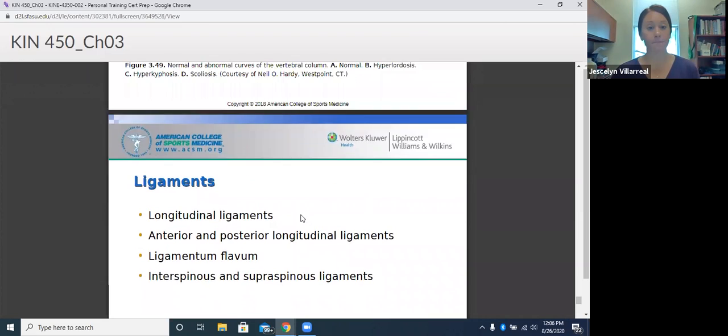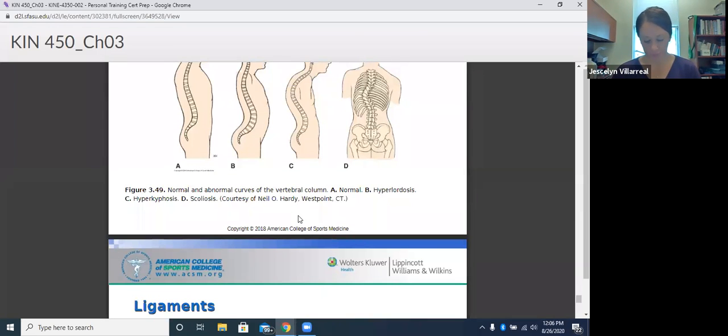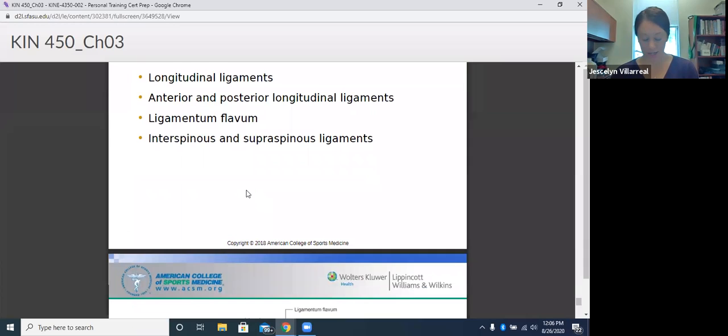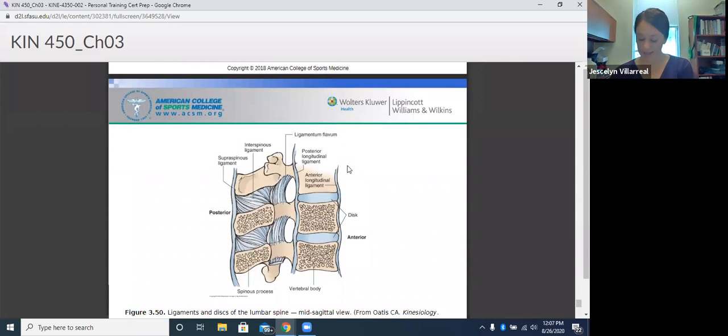Ligaments. You have longitudinal ligaments, anterior and posterior longitudinal ligaments, and the ligamentum flavum are your main supporting ligaments in the spinal column. Okay, your interspinous and supraspinous ligaments are attached to adjacent posterior structures. Ligaments and discs of your lumbar spine are here. They're also on page 103.